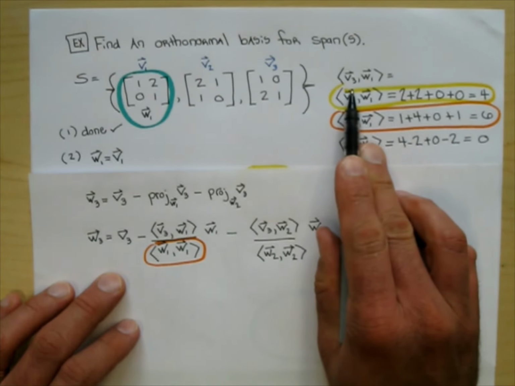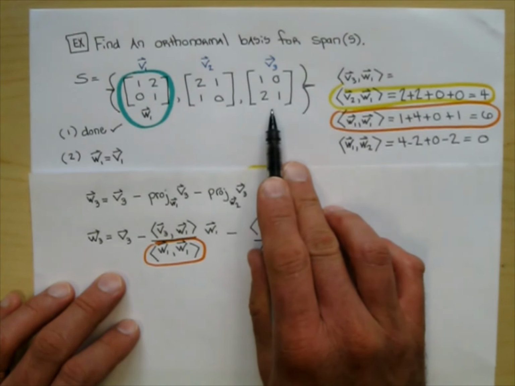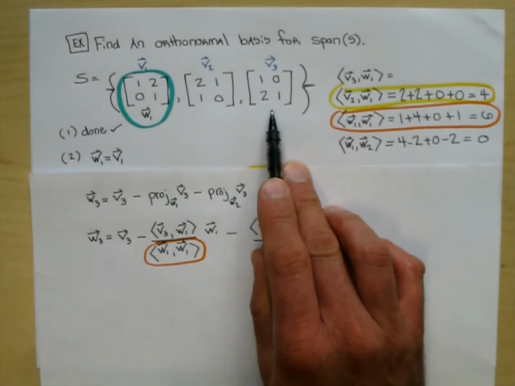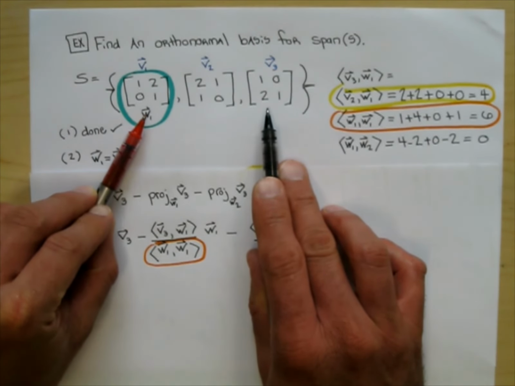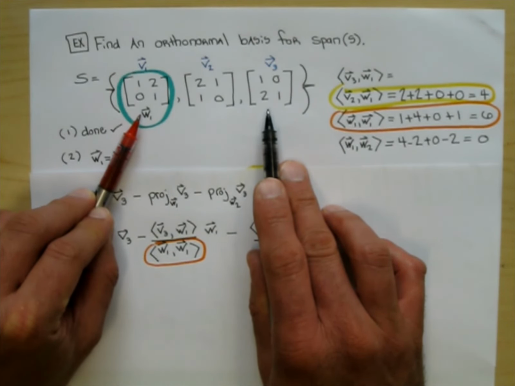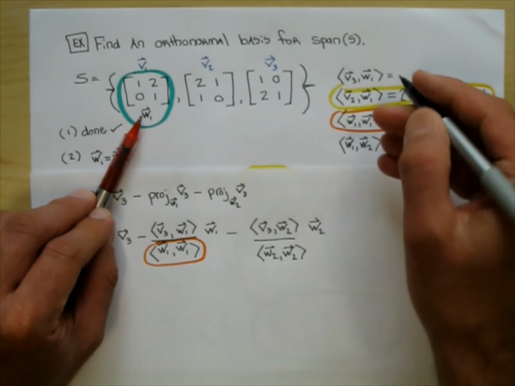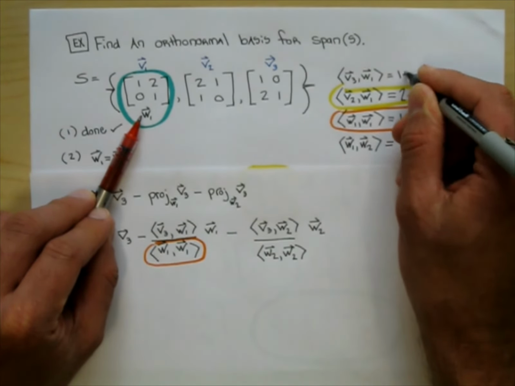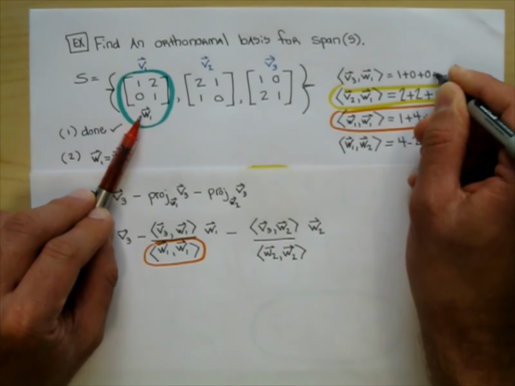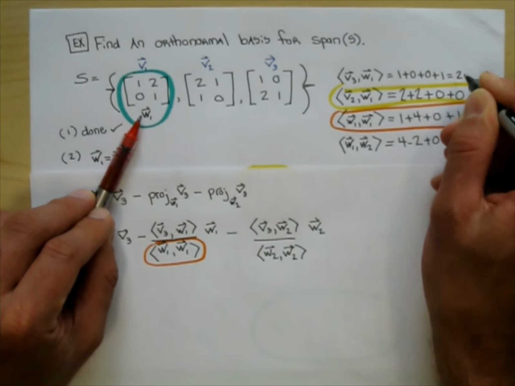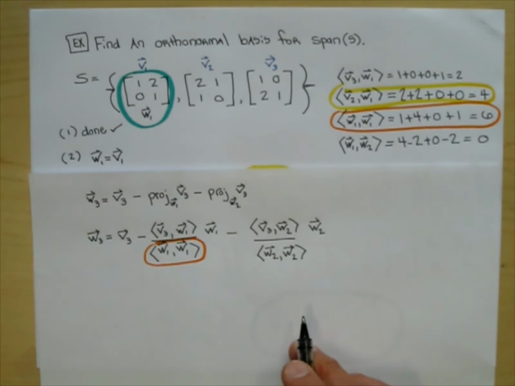So what does that give me? Here's V3. There's W1. So if you do the inner product, you get 1 plus 0 plus 0 plus 1. I'll write that down. Which is a 2. Let's go ahead and circle that in red.